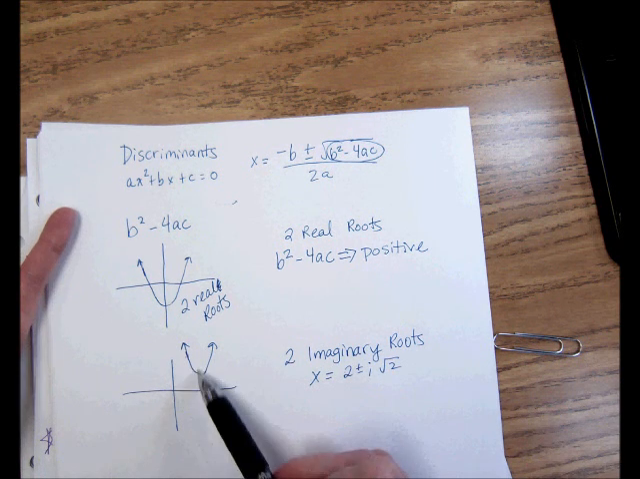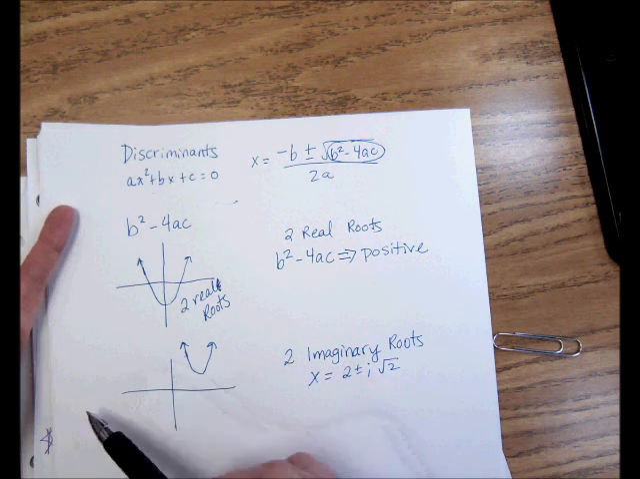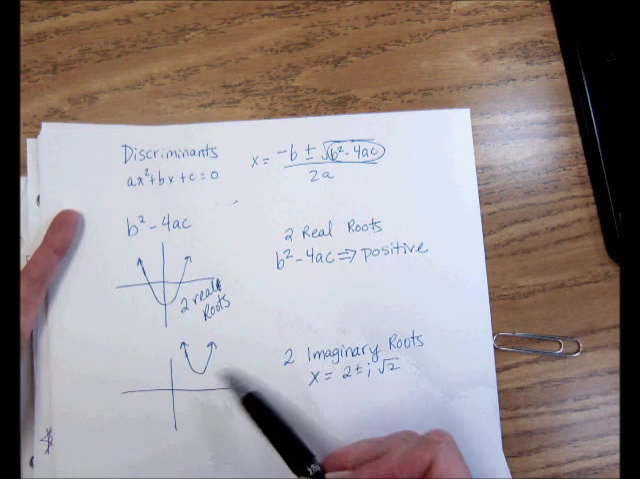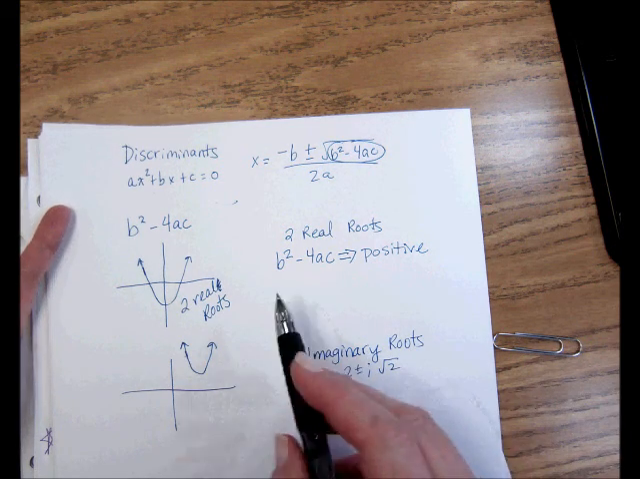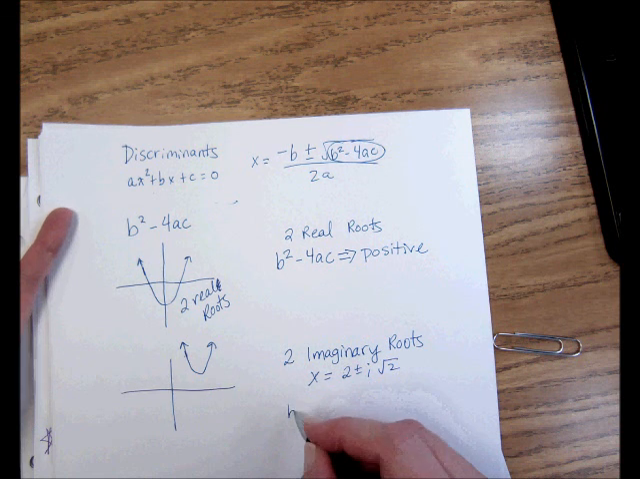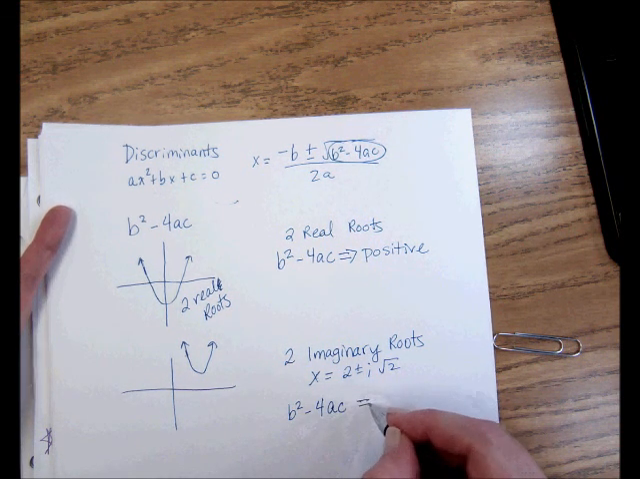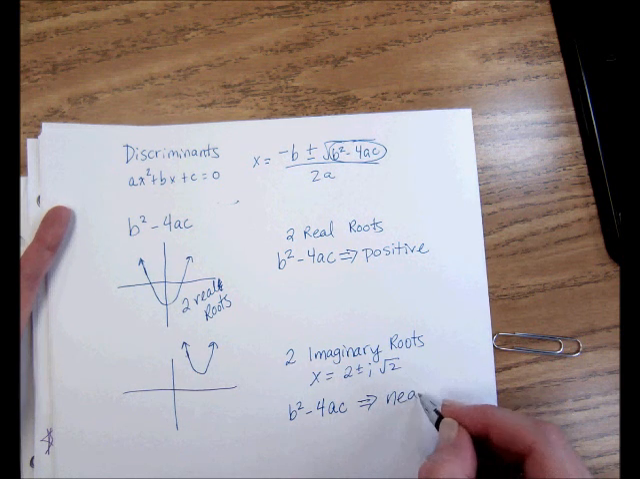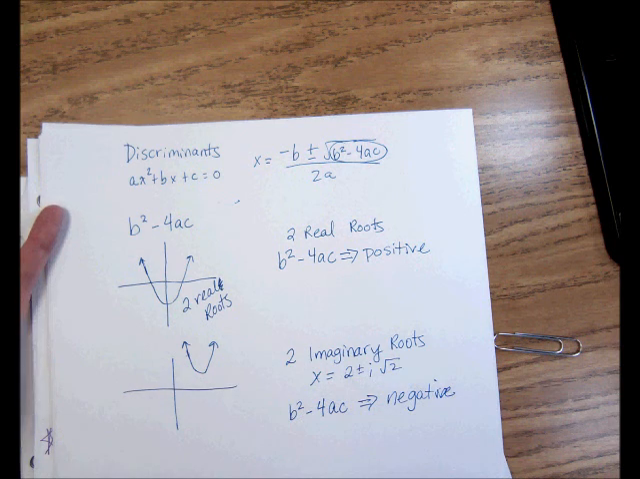And so the graph may look something like this. It's never going to cross the x-axis. No matter what value of x you give me, it'll never cross over the x-axis. So in this case, underneath the radical is a negative. The discriminant b squared minus 4ac is going to end up being a negative number whenever I plug in my values.